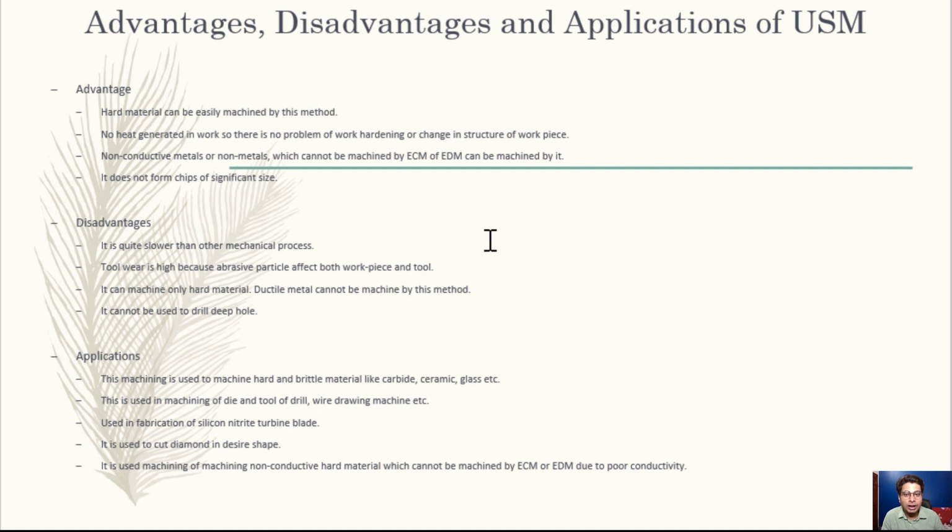It can machine only hard materials; ductile material cannot be machined, otherwise the abrasive grains will impinge on the work surface and get stuck onto it. It cannot be used for drilling deep holes, as the inclusion of the slurry in deep holes is very difficult. The applications are: this machining is used to machine hard and brittle materials like carbide, ceramic, glass, etc., which are generally difficult to cut.